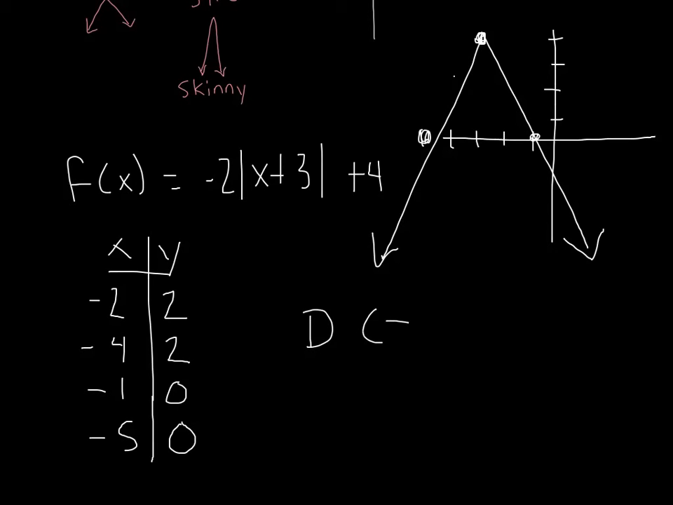Domain: it goes all the way to the left and all the way to the right. And range: on the range you do the smallest value first. So the smallest value on the y's is right here. How far down does this graph go? It goes all the way down to -infinity. And then you consider how far up the graph goes. You see it has an upper bound of 4. So that's the maximum y value.